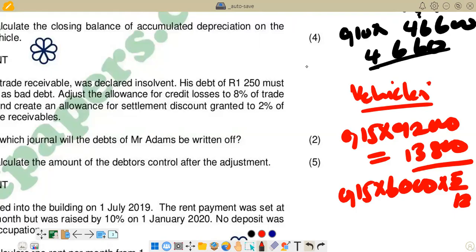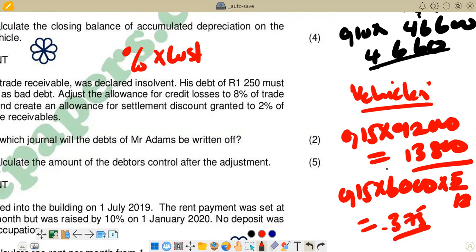Remember, also the formula that we use to calculate depreciation using the straight line method is just percentage times cost. This is the straight line method. This is the one that we are applying here. So the answer that you are going to get there, when you multiply that one, you're going to get 375. So this is depreciation that we are adding.